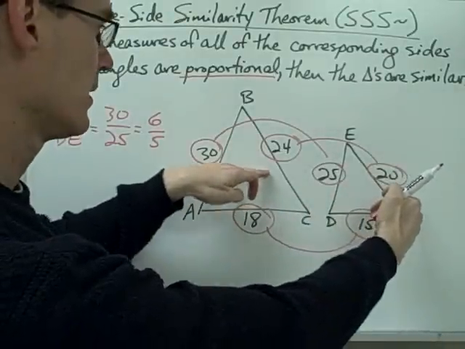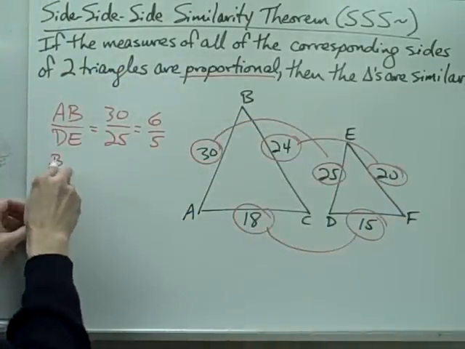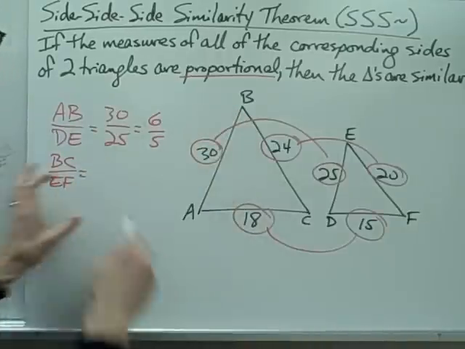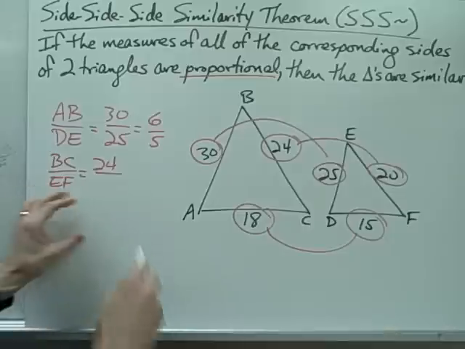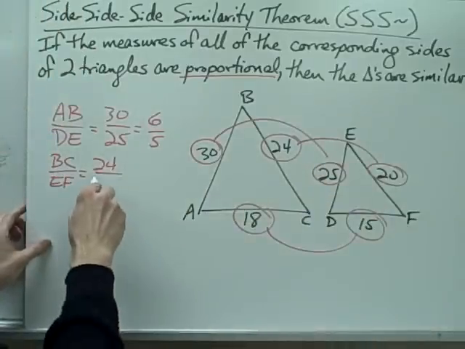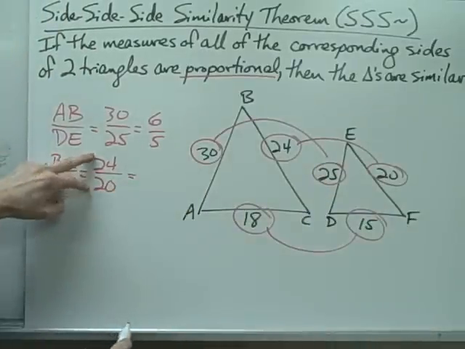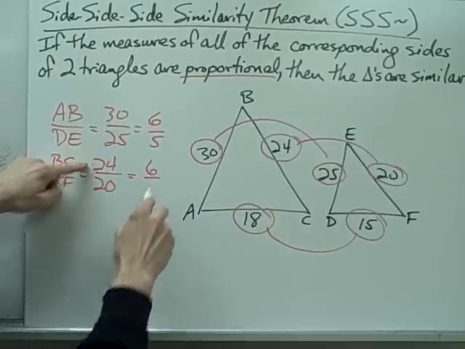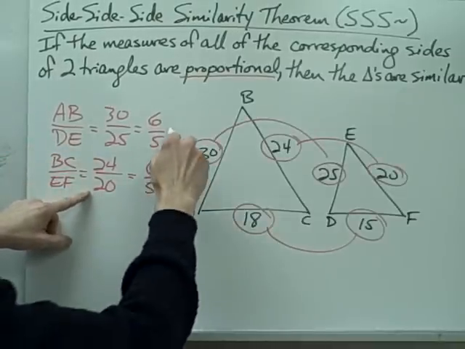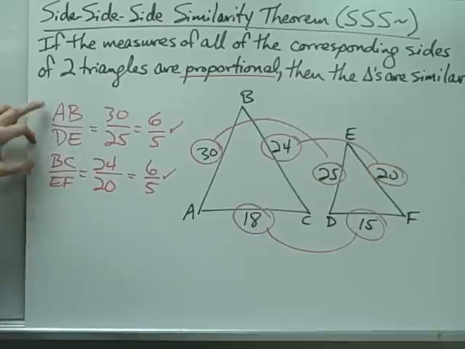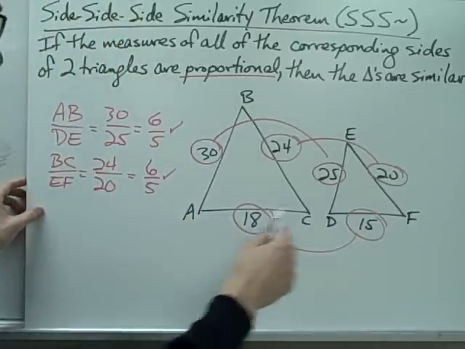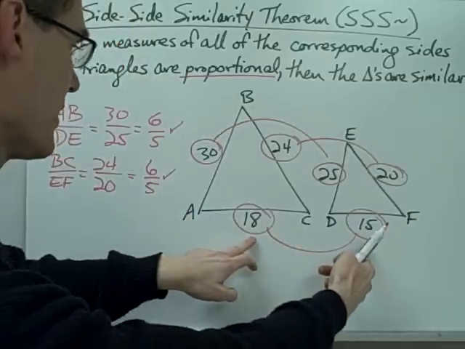Let's look at BC and EF. BC is 24. EF is 20. And let's see, if I divide top and bottom by 4, then that gives me 6 over 5. So those two sets of corresponding sides are proportional. They both are equal. Their ratios are equal. And so let's try the last pair of corresponding sides.